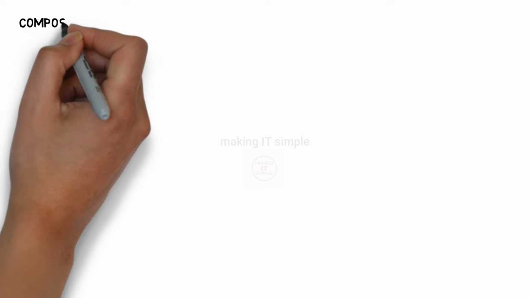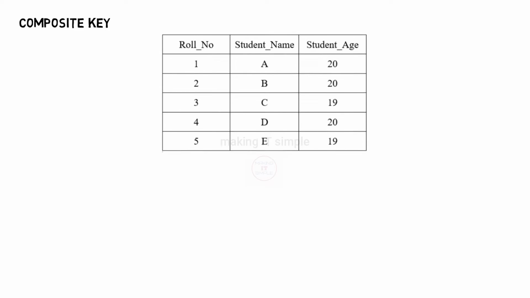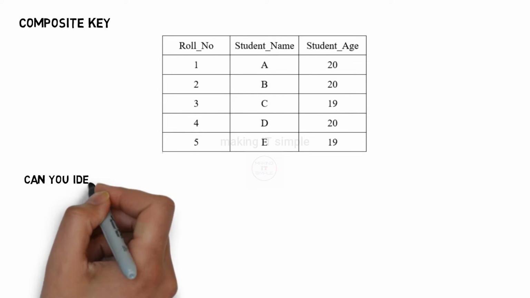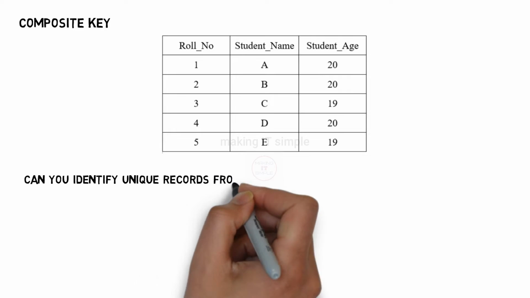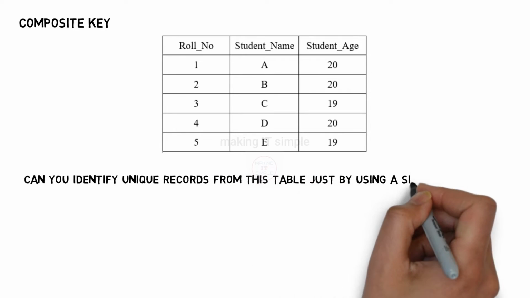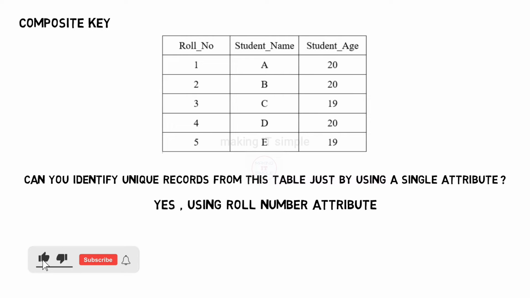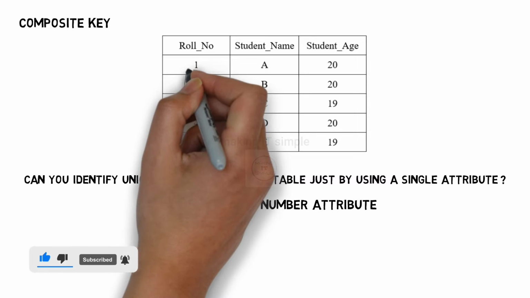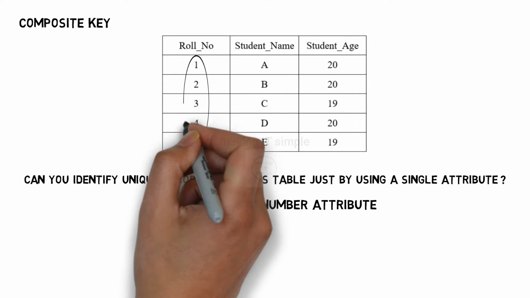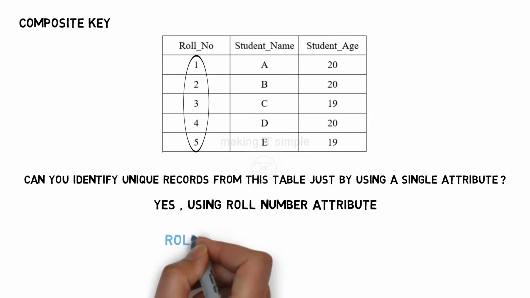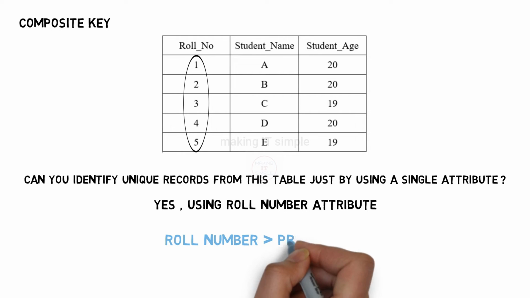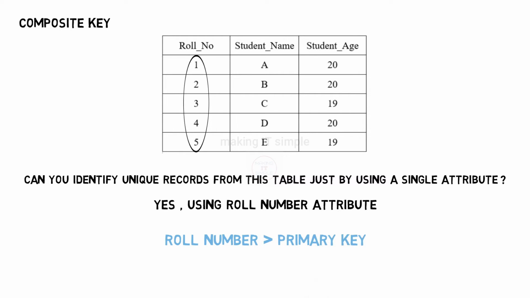Now let us understand about composite key. Let me take an example for better understanding. If I show you this table and ask you, can you identify unique records from this table just by using a single attribute? Your answer will be yes. Using the roll number attribute, we can identify unique records, as all records in the roll number attribute are unique and not null. And roll number attribute will be chosen as primary key in this relation.